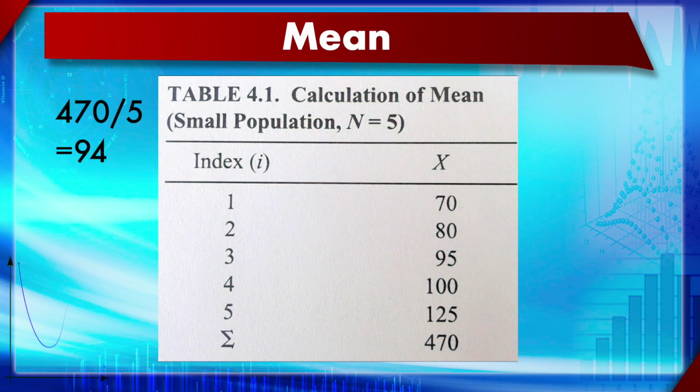So here is an example, calculation of mean, for a small population of only 5 individuals. Index is just the serial number 1, 2, 3, 4, 5, and X is the value for these people. Let us say these are systolic blood pressures: 70, 80, 95, 100 and 125. You can calculate the sum of it. Sigma is 470, divided by the total number of people, which is 5. So the total divided by the number of elements, that is the size, is 470 by 5, which is 94. That is the arithmetic mean.